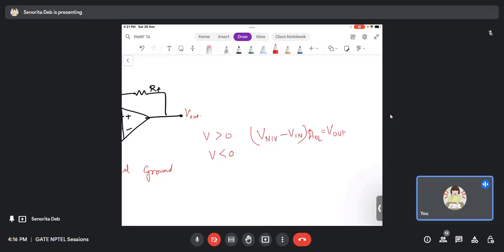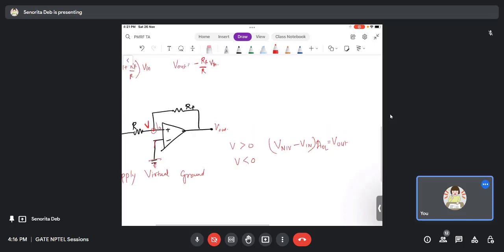Now V non-inverting is what? V non-inverting is V, right? You can see I have pointed it out, V. The inverting terminal is 0. AOL for an ideal op-amp is infinity. This equals V out. So now, can V out be infinity? If I connect this node to an oscilloscope, what will I see? Will I see infinity? I cannot see infinity, right? This is the case where we say that the op-amp saturates.